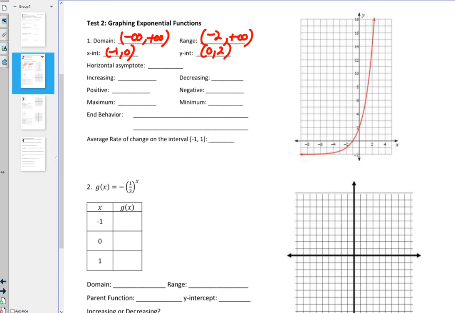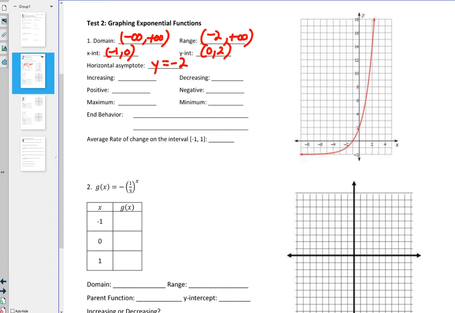Shelby, where's the horizontal asymptote? Okay, but now you got to put something before that. Y equals -2.